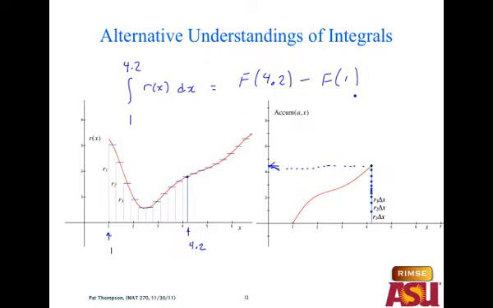So the total change of the quantity using the rate, or the total change of the quantity using the quantity function, is f of 4.2 minus f of 1. That was what Alvaro was saying. But in this particular view of it, at 1 we're starting at 0. So this is that amount of accumulation right here. That is it.